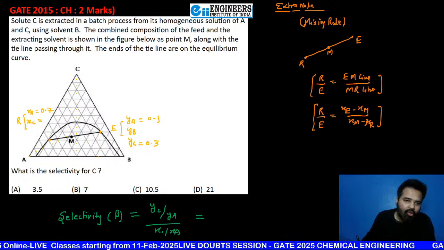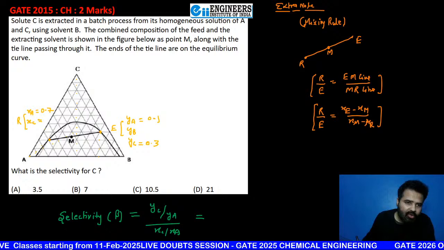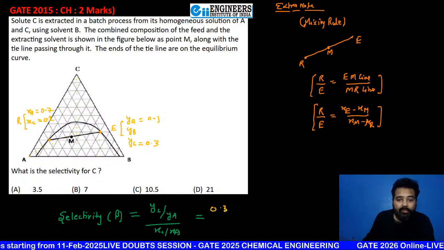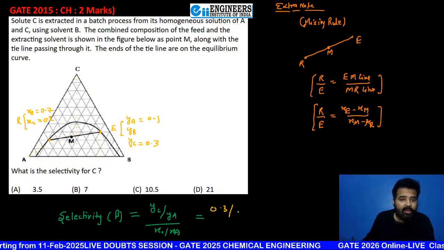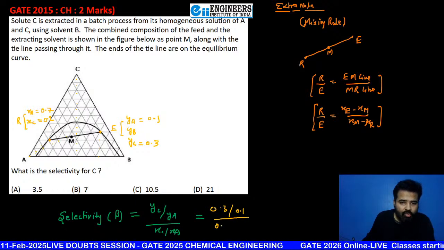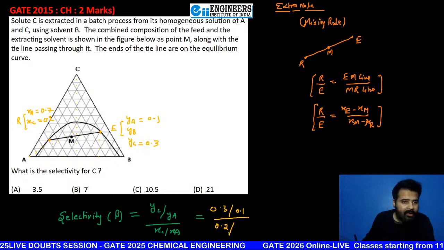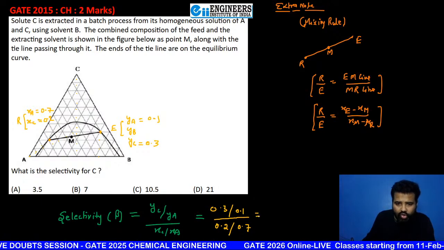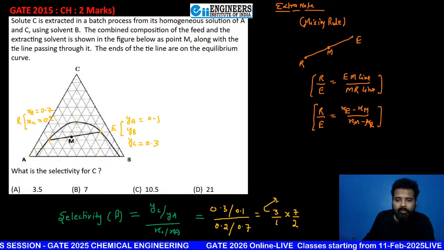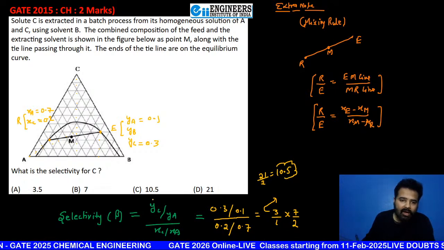Okay, 70. Now, what about this XC? Here XC is 0, 0, 10, 20. 20 means 0.2. Now everything is okay. Just put here YC is 0.3 and YA is 0.1 upon XC is 0.2, and XA is 0.7. So you will get 3 by 1 into 7 by 2. That means 21 by 2, which is 10.5. Yes, C is the right answer.